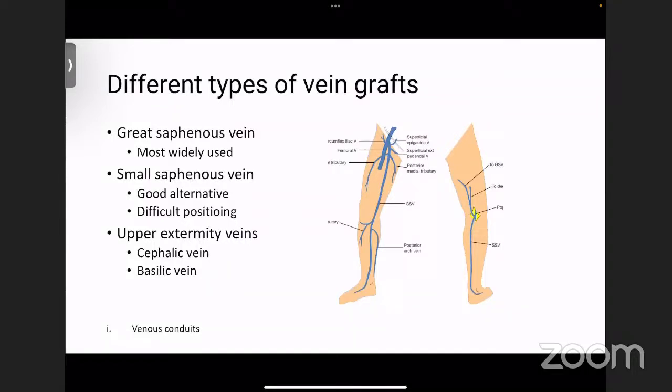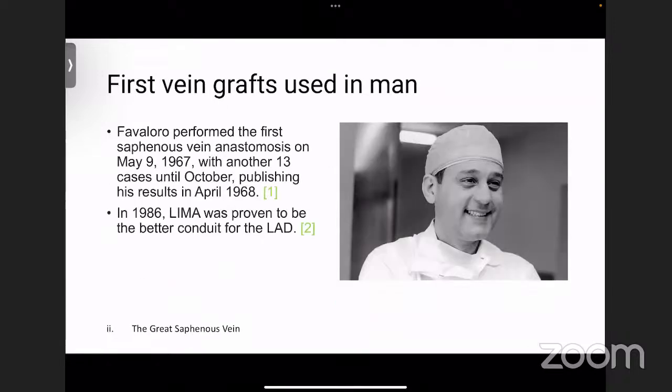So these are the different vein grafts we have. Great saphenous is the most widely used, and then we have the small saphenous vein. A good alternative, but difficult positioning because you have to go from the posterior side of the calf of the leg. And then finally, the upper extremity veins have been used in the past, not so much anymore. So this is the guy that really did the first saphenous vein anastomosis in 1967.